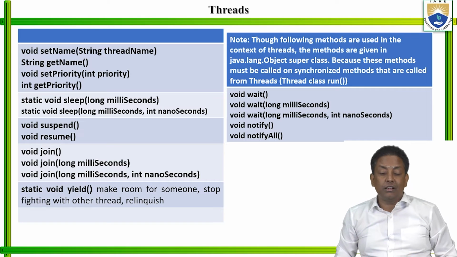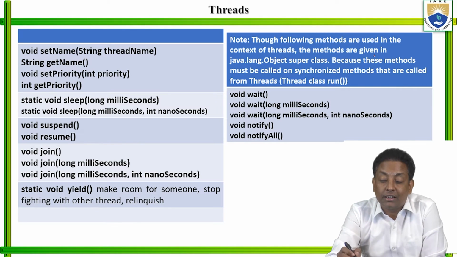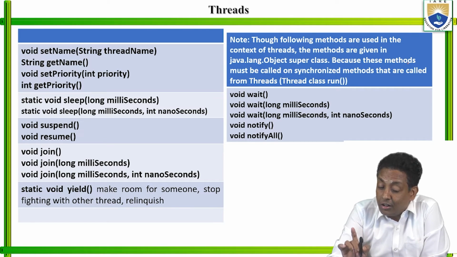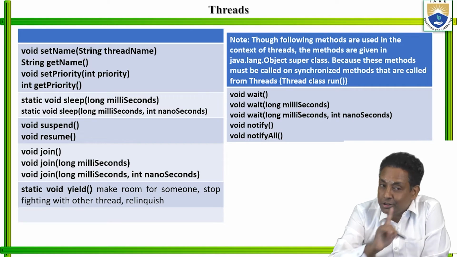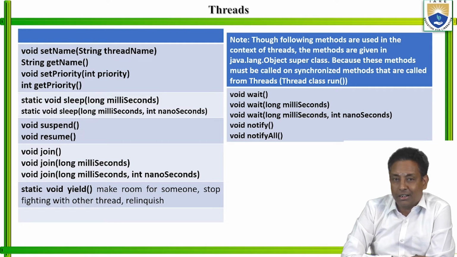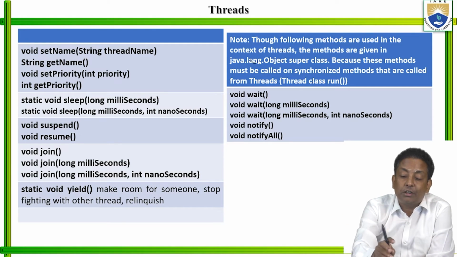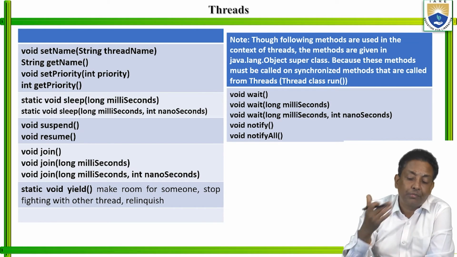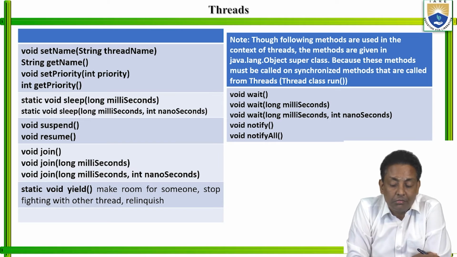Same thing I have written over there. Note, though the following methods are used in the context of threads, the methods are given in the java.lang.Object superclass, because these methods must be called in synchronized methods that are called from the threads. That means the thread class run method. So these wait and notify methods are used in the non-thread class methods, not in the run method or thread classes. They should be available to each and every class in Java. So that's why they are given in the Object class.